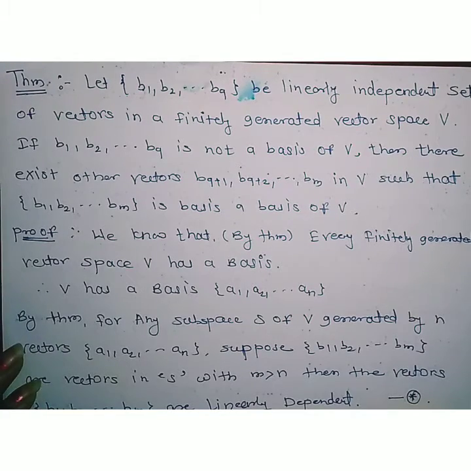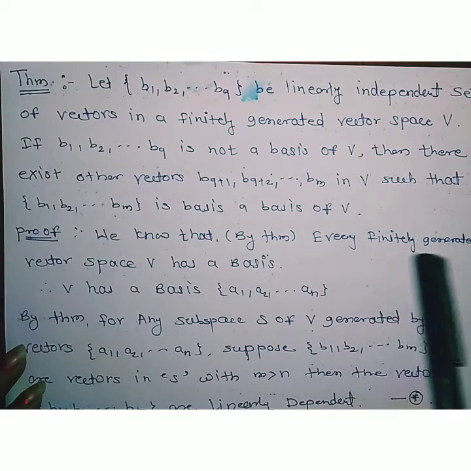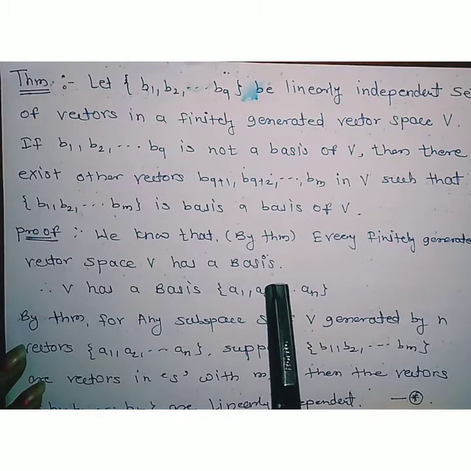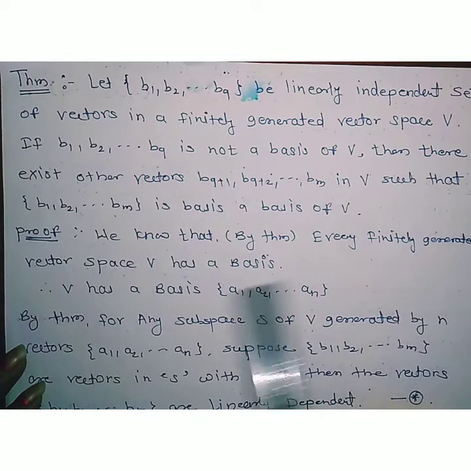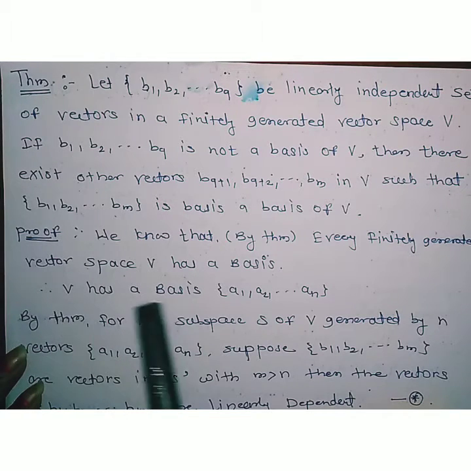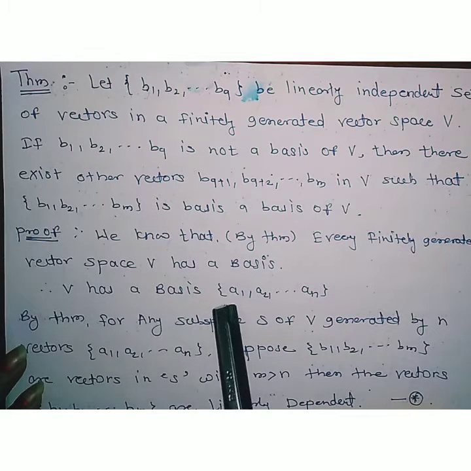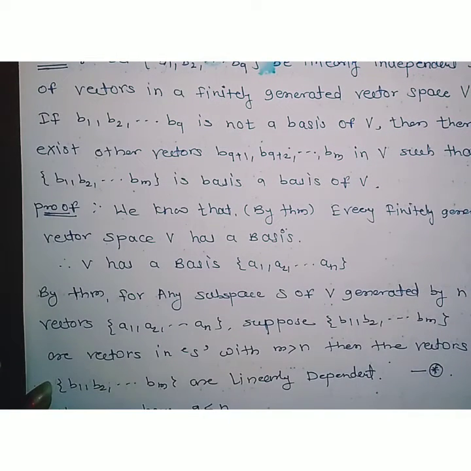Now the proof is: we know that by theorem, every finitely generated vector space V has a basis. This theorem is already proved. Therefore, as V is a vector space, it has a basis, and suppose the basis is the set a1, a2, ..., an. We consider this as a basis.